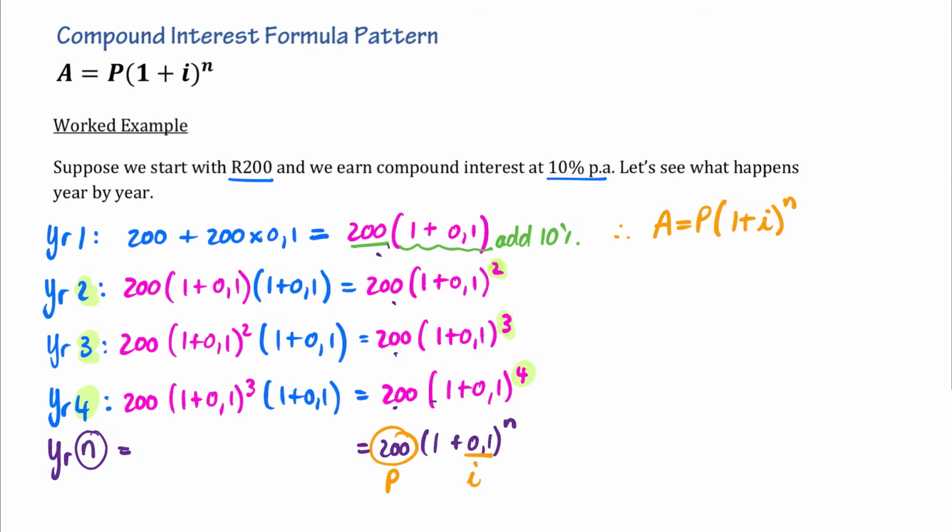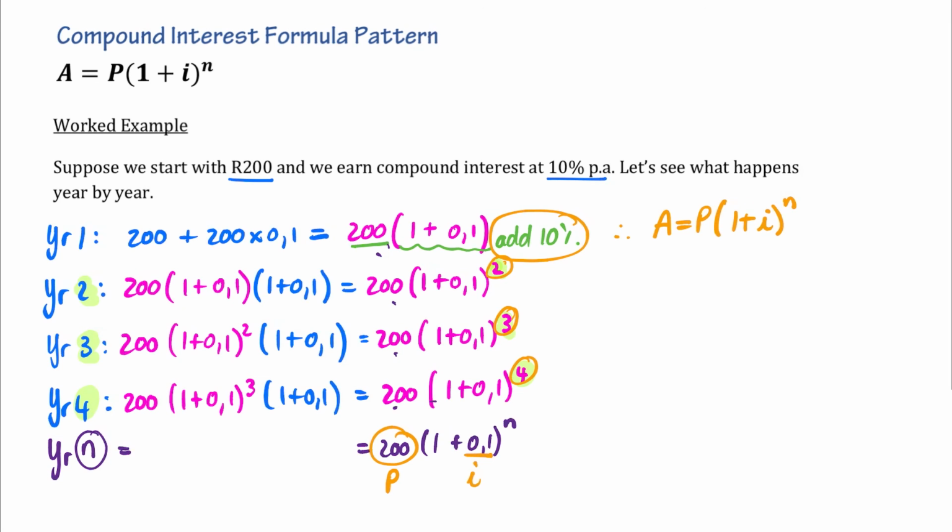and then my exponent is n. The key to this whole thing is thinking about how do we increase something by 10%. We multiply it by a bracket, that's basically 1.1, 110%. And if we just do that year after year, we keep multiplying by that bracket. It's our exponent that changes year after year. And that's why n represents an exponent in the compound interest formula.